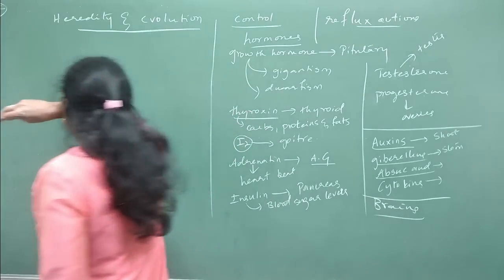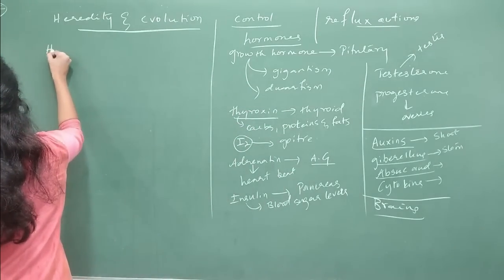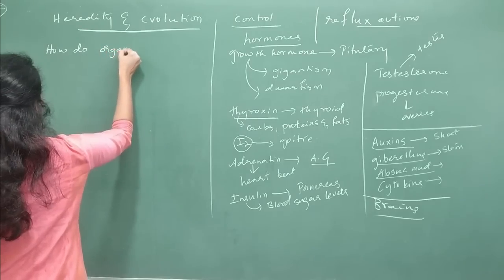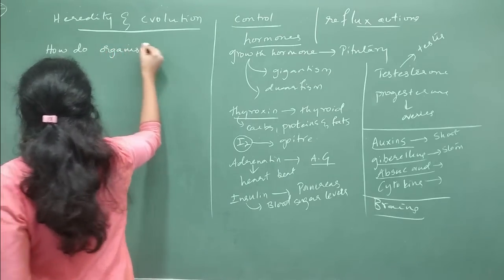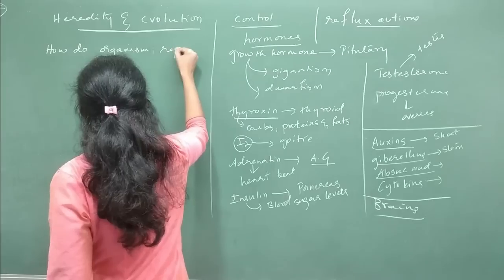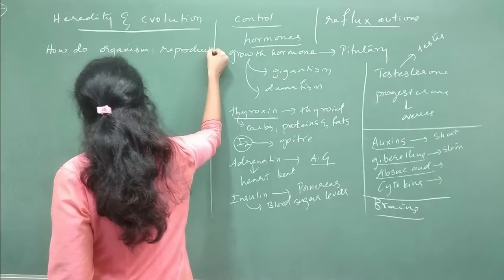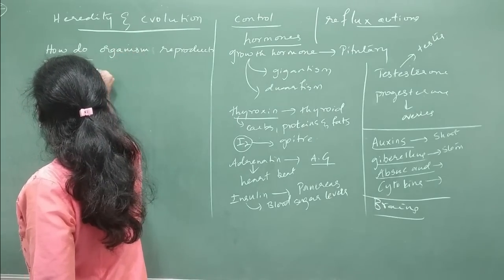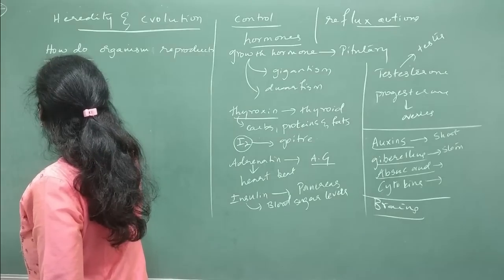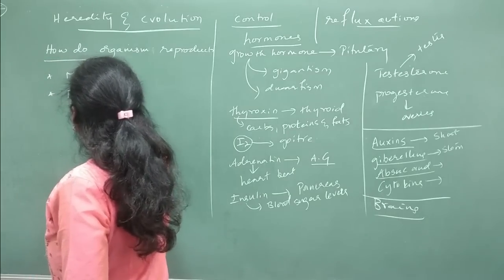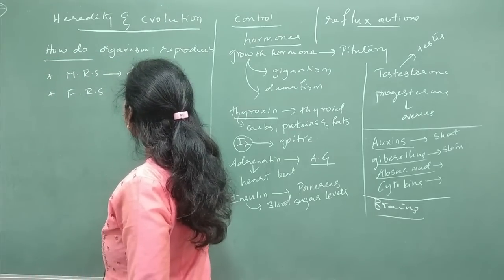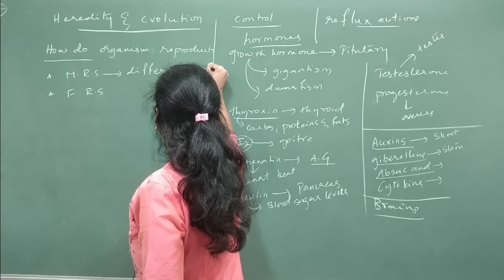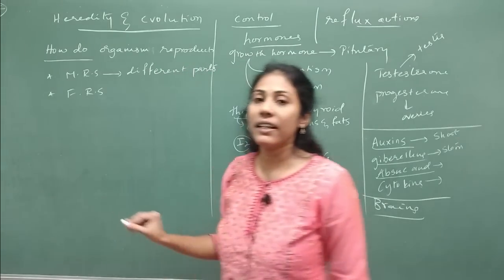And coming to how do organisms reproduce? This is a very simple chapter, right? Here you should definitely focus on two important questions. One is the male reproductive system, the other one is the female reproductive system. They'll ask you different parts and their functions, guys. Different parts of the male reproductive system and their functions, right?